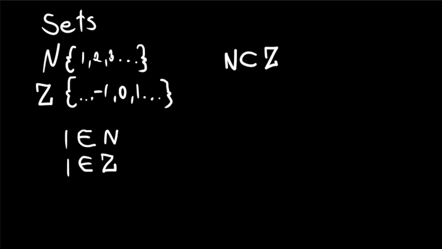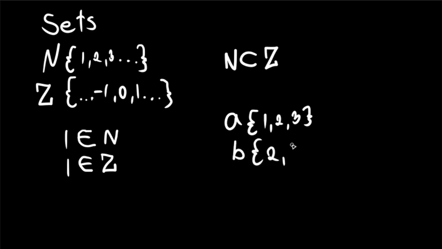Okay? Now, for example, say I had a set, let's name it set A, and it had the elements 1, 2, and 3. And another set, set B, containing the elements 2, 1, and 3. Now, I see that these two sets are equivalent because they have the same elements. Right? They don't necessarily have to be in order. They just have to have the same elements.